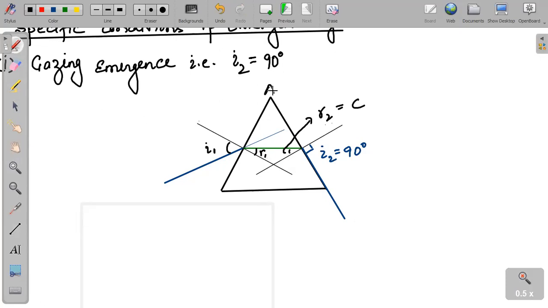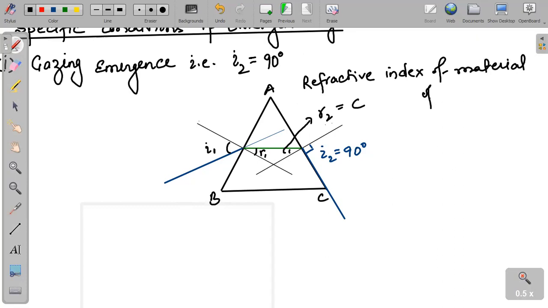Refractive index of the material will be, this bar we will take it as refractive index of material of prism. Refractive index of material of prism is equal to mu.